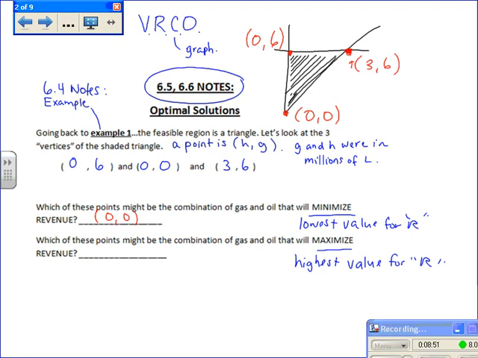Which of those other points, 0, 6 or 3, 6, would give us the most money, the maximum revenue? Well, between the 2 points, I would guess that this point here on my graph would give me the most money because I'm producing the most gas and heating oil. If I produce 3 million liters of heating oil and 6 million liters of gas. So an educated guess would be 3, 6, but you don't have to guess. You can actually check and verify mathematically.